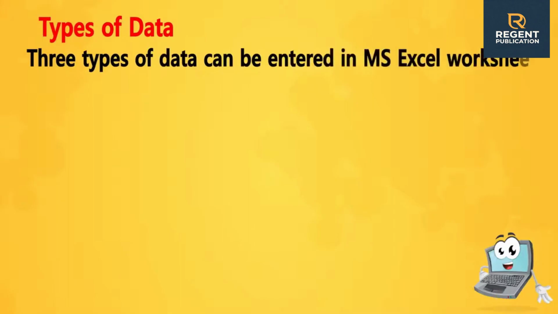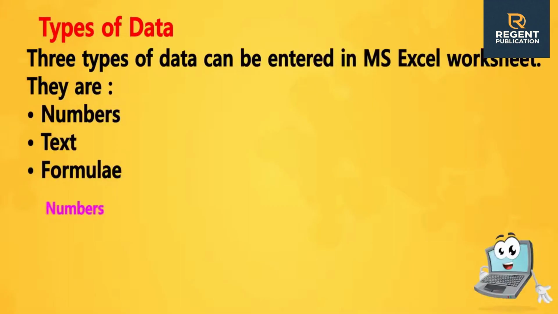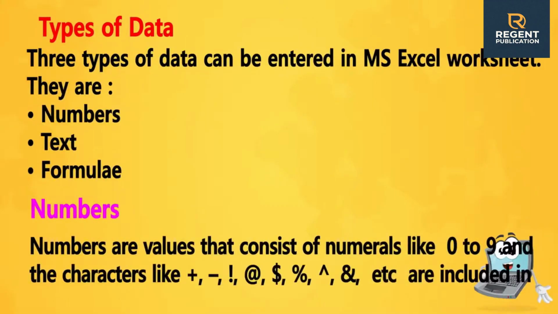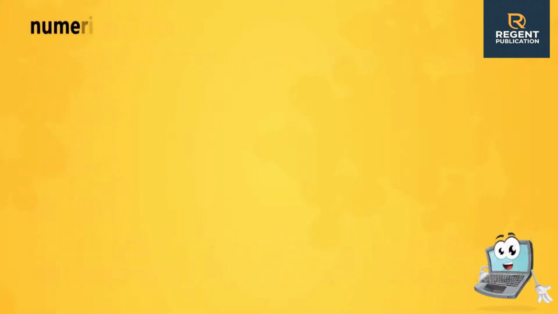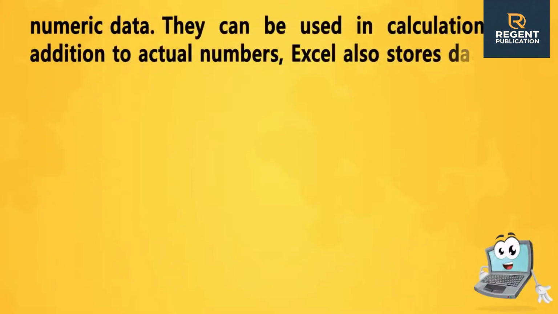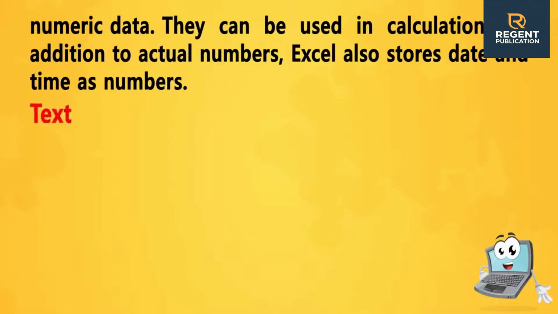Types of data. Three types of data can be entered in MS Excel worksheet. They are numbers, text, formulae. Numbers. Numbers are values that consist of numerals like 0 to 9 and characters like plus, minus, exclamation mark, at the rate, dollar, percentage, caret, and etc. are included in numeric data. They can be used in calculations. In addition to actual numbers, Excel also stores date and time as numbers.